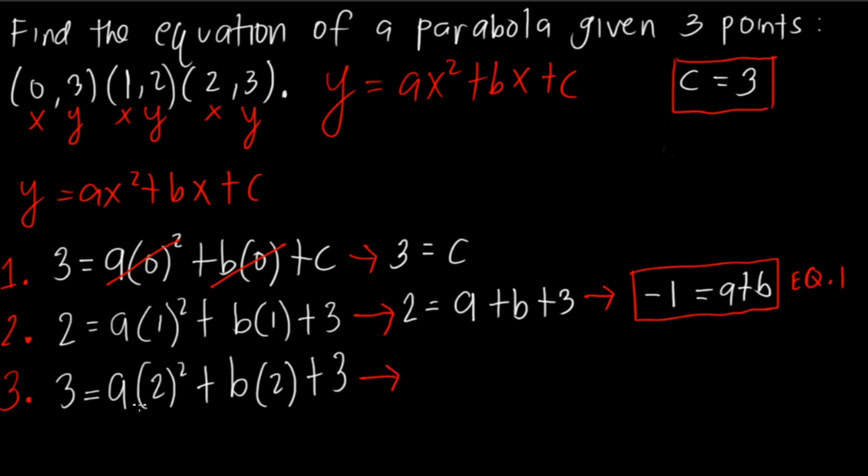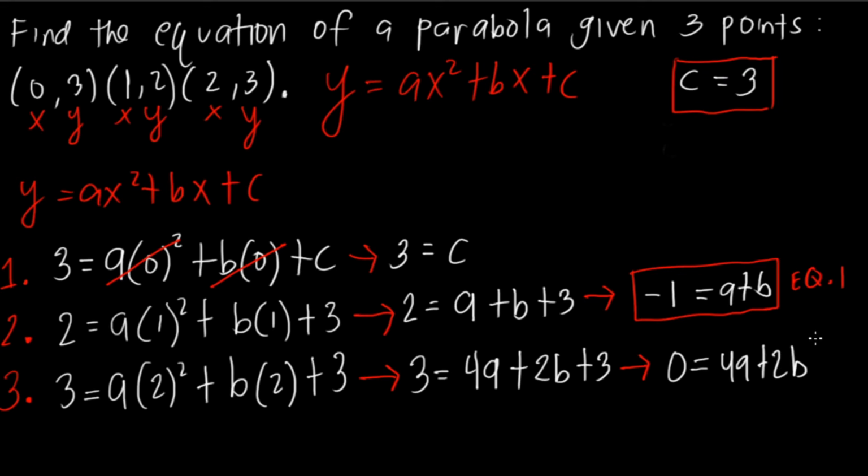So, simplify. 3 equals a, 2 squared is 4. So, magiging 4a. Plus b times 2 is 2b. And then, may plus 3. Then, pwede agad natin yan i-simplify. Ita-transpose natin itong plus 3 dun sa kabila. Ano mangyayari? So, yung positive 3 magiging negative 3 pag transpose. Gets? And then, 3 minus 3 is 0. Which means 0 is equal to 4a plus 2b. Now, ito yung tatawagin nating equation 2. Okay? Now, para maganda, itataas ko.